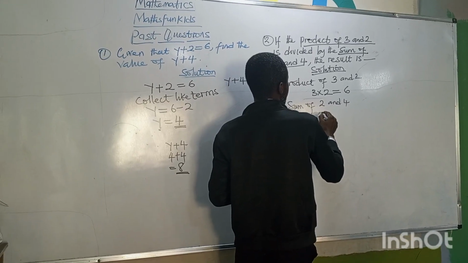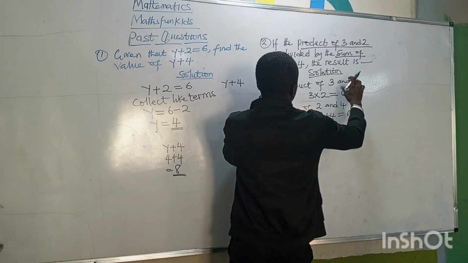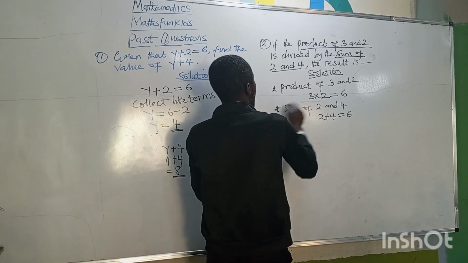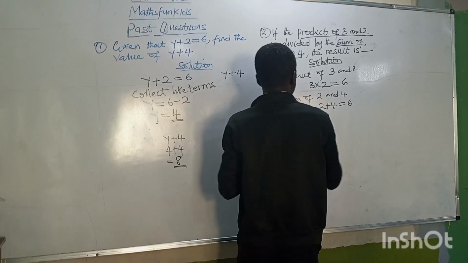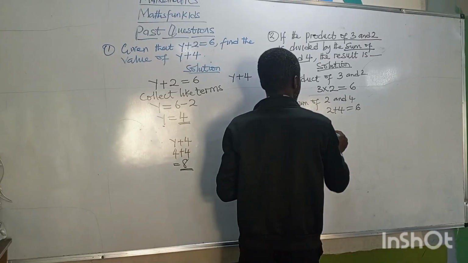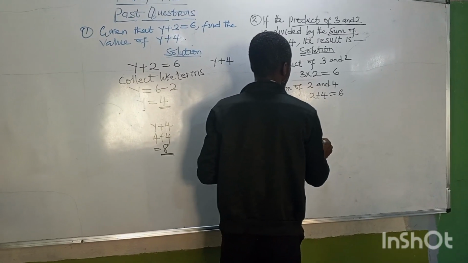And that will be what? 2 plus 4 equal to 6. So the product of 3 and 2 is 6, and the sum of 2 and 4 is 6. Therefore, we have 6 divided by 6. The answer is 1.